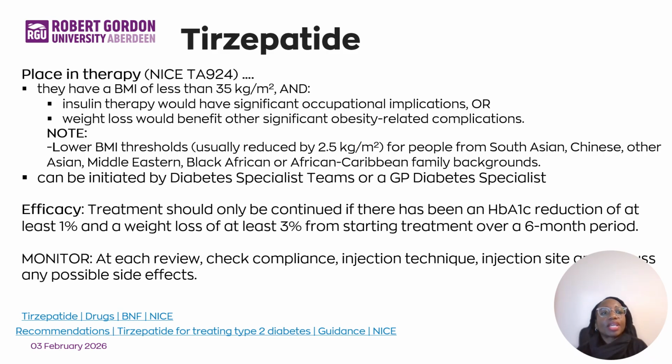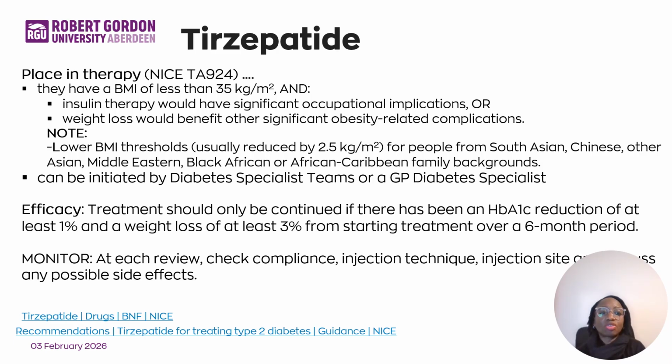So in the UK, this is where it would stand. If somebody has a BMI of less than 35, and insulin therapy would have significant occupational implications, so if they were type 2 diabetic patients with low BMI, but if they started on insulin they would have some work-related implications, then they would be a candidate for this drug, or where weight loss would benefit other significant obesity-related complications. So this has been reserved.